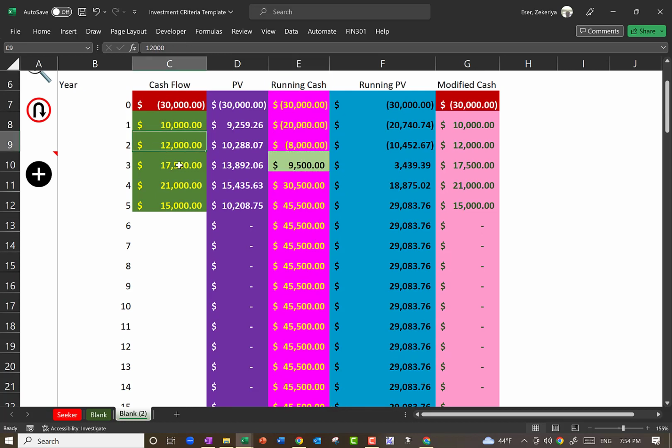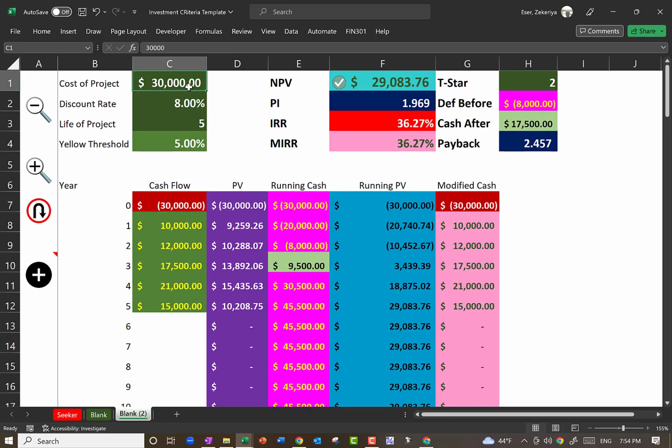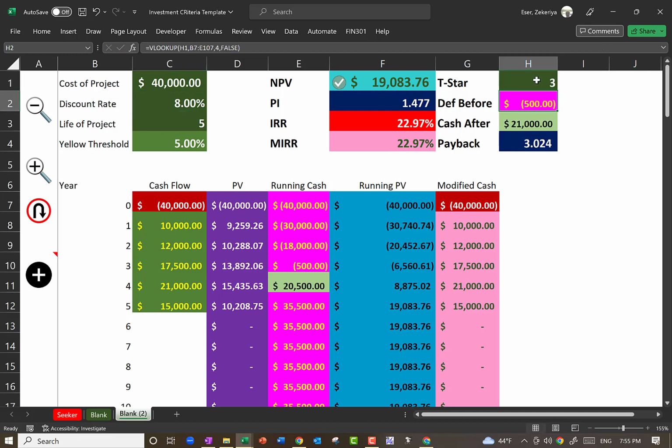For example, let's change the numbers. Let's make this cost of project $40,000. You see that green spot moved. That's the year it turns non-negative. Then all you have to do is, okay, that happens in year 4, so T star is year 3. T star is the year before it turns green. Think about it that way.